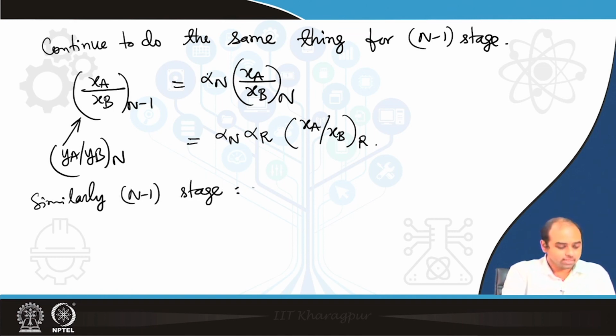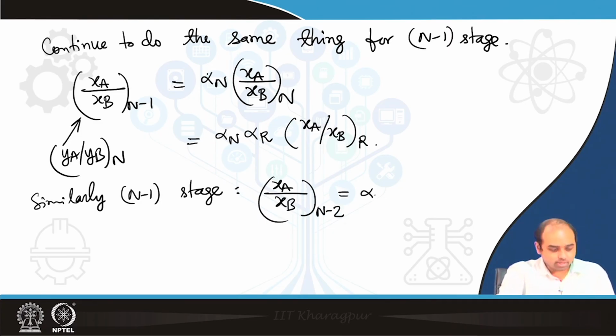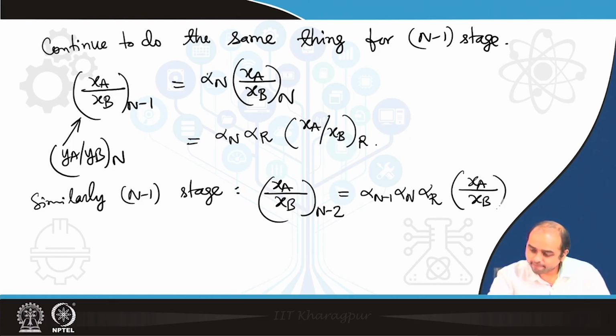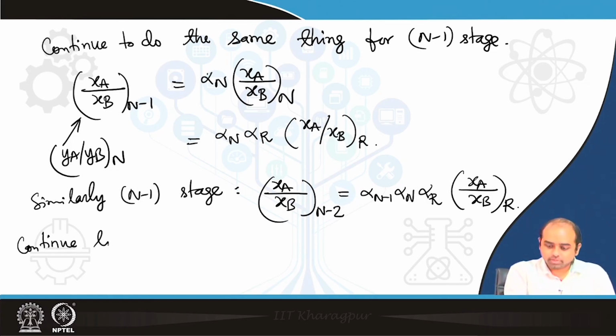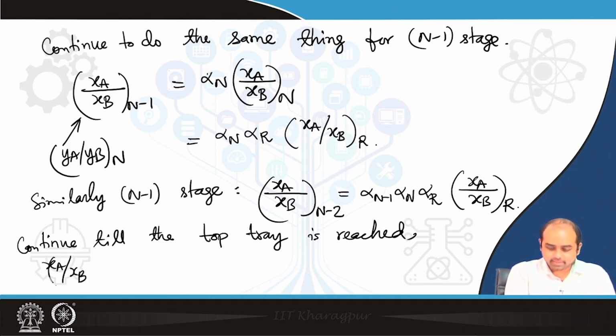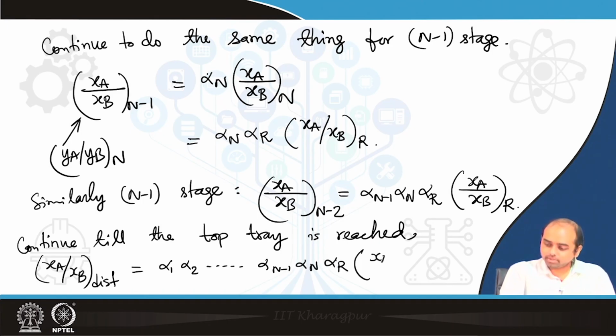So for the n minus 1 stage, we will get XA by XB at n minus 2 is equal to alpha n minus 1 alpha n alpha R. Everything can be equated to the reboiler. So we can continue until the top tray is reached. We get XA by XB in the distillate is equal to alpha 1, alpha 2, dot dot dot, alpha n minus 1, alpha n, alpha R. It can be related to the reboiler.